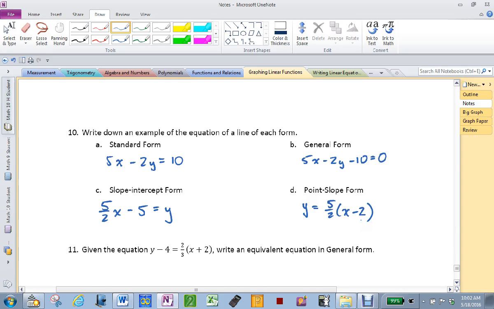Now, I, of course, took the line I made up in A and then just converted it to all the other three, which, of course, would be fine, or you just use different numbers. It doesn't matter. The point of this is that I want you to recognize each form. So does everybody have their forms correct? Okay. Everybody good? Really, really? Okay.